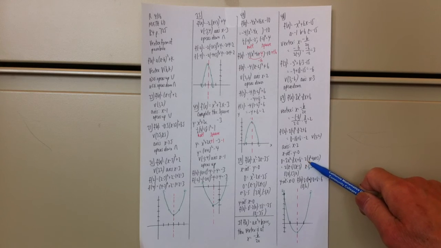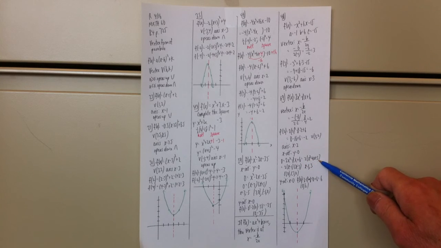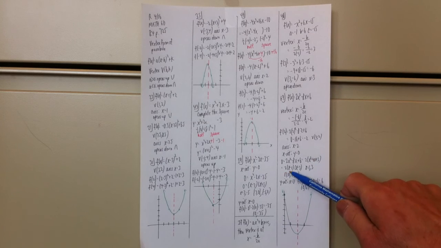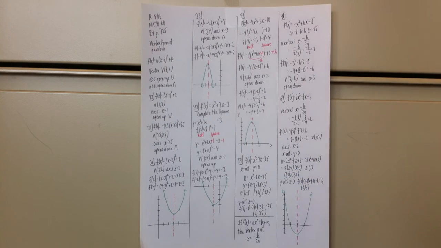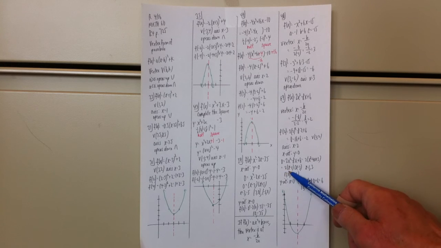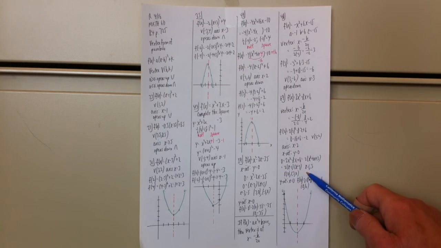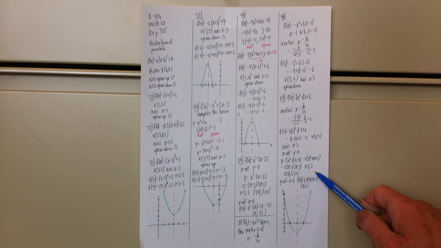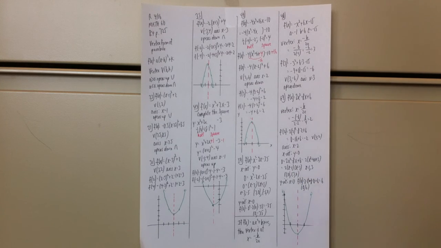Factor out a common factor of 2. X squared minus 4x plus 3. And this factors into (x minus 1)(x minus 3). So to set that equal to 0, you can ignore the 2. 2 can't equal 0. X minus 1 can equal 0 if x is 1. And x minus 3 is equal to 0 if x is 3. So that gives me (1, 0) and (3, 0) as x-intercepts.